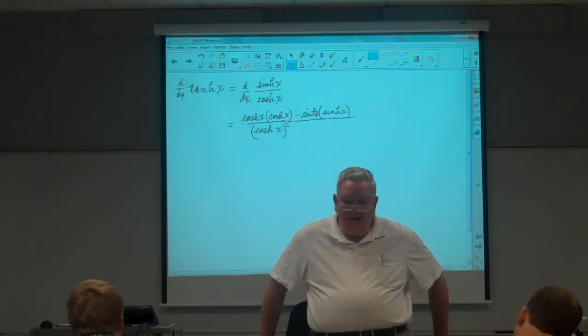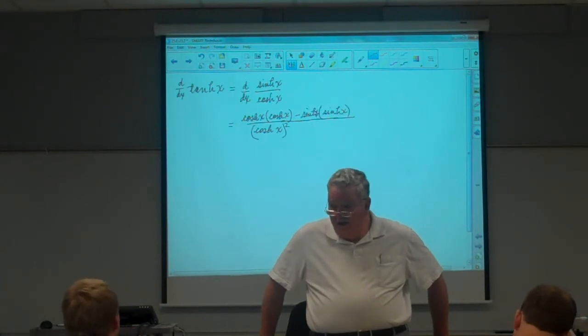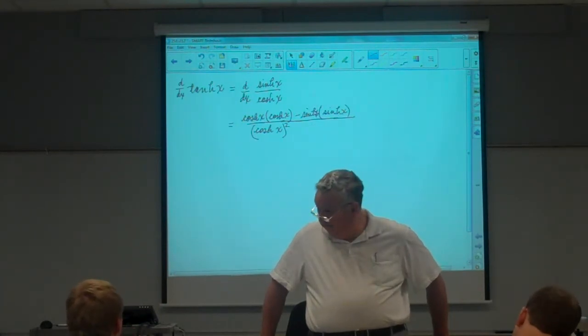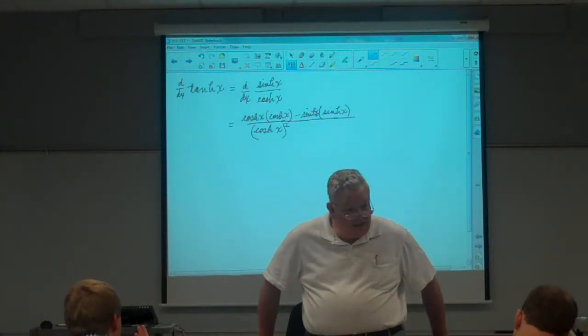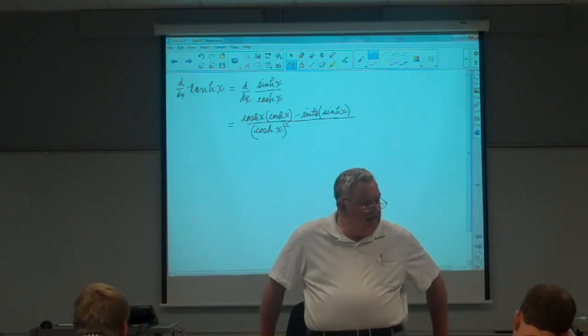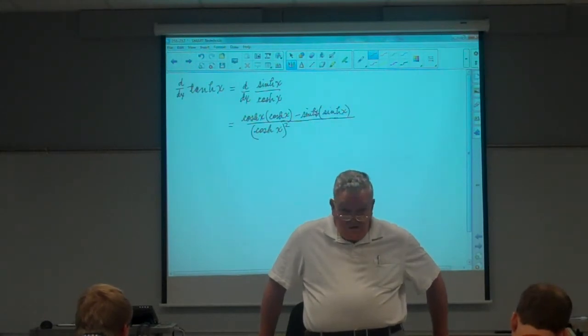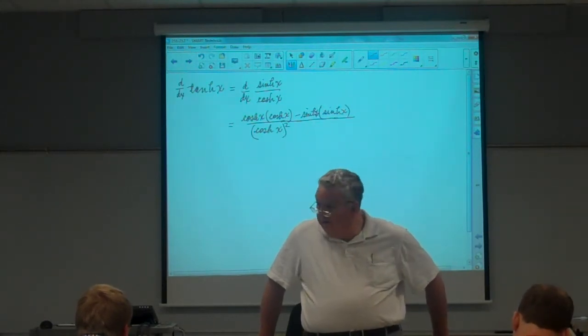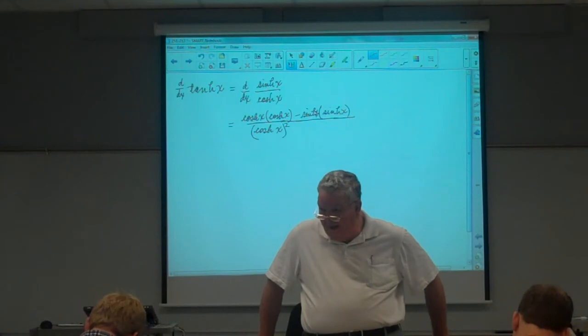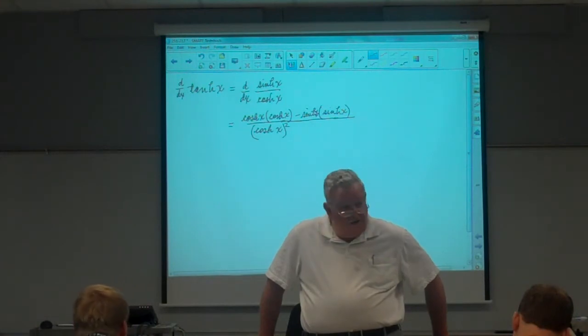Could I just tell you, I'm not going to take time to work it out, that there are no negatives with the hyperbolics? It works the exact same way as the trig functions, but there are no negatives. You can switch them back and forth. You can invert them like the hyperbolic sine and the hyperbolic cosecant, but there are no negatives.